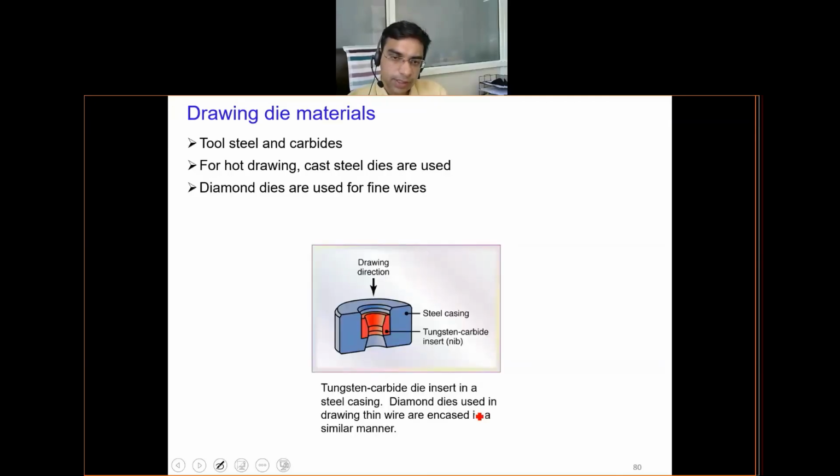Here you see an arrangement where you can see the actual die which is made up of tungsten carbide. Tungsten carbide is basically a ceramic which has very high hardness and it can resist wear to a very significant extent. This tungsten carbide may be replaced by diamond dies also, and they are encased in a steel casing here. The wire will be passed from here and you will get a reduced cross-sectional wire from the other end.